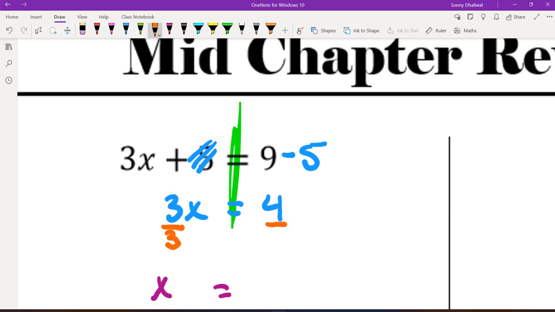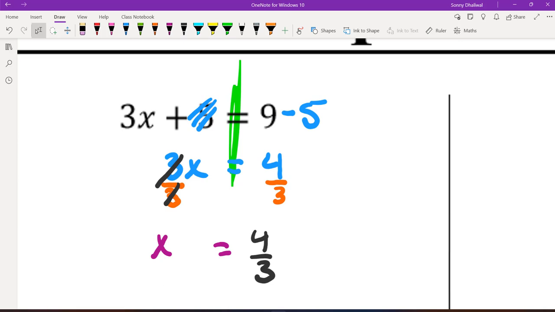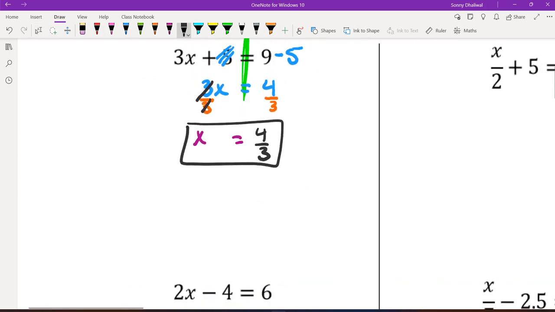And whatever we did to one side, we did to the other. So these 3's disappeared. You're left with just the x. That was our goal. And we're left over with 4 over 3. Right? And the whole process is called isolating the variable. The variable, your letter, is isolated all by itself. Right? And now you know the value of x. That is your answer.